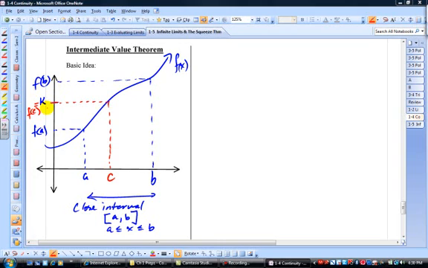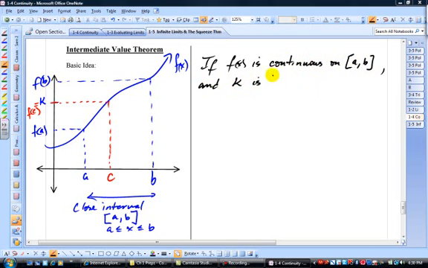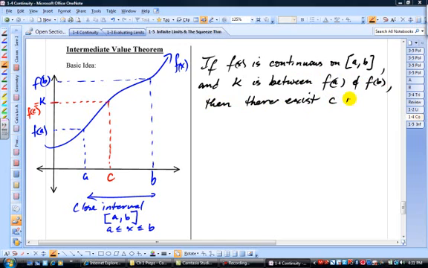Okay, so let me repeat what I just said. If you have a continuous function, if f of x is continuous on a, b, which is a closed interval from a to b, and k is between f of a and f of b, then there exists a c in the closed interval from a to b such that f of c equals k. So when you evaluate the function at c, you get k.